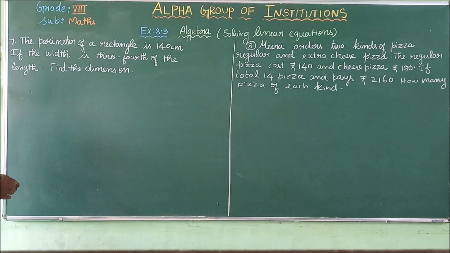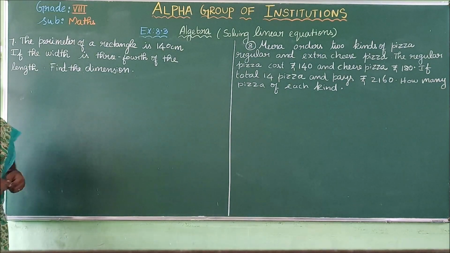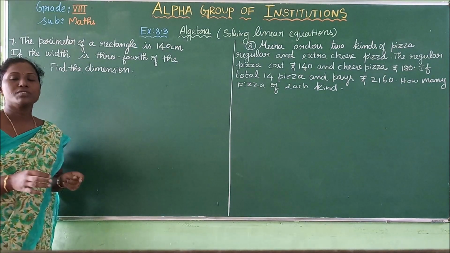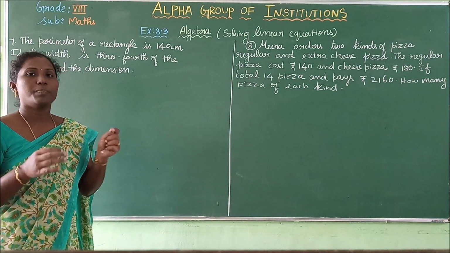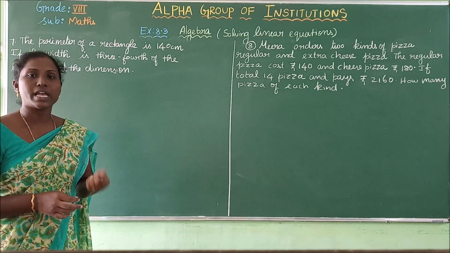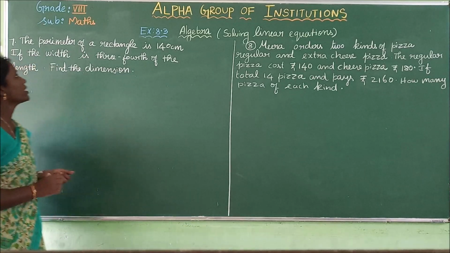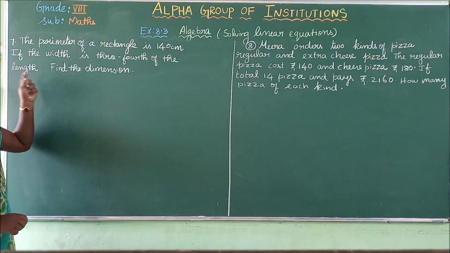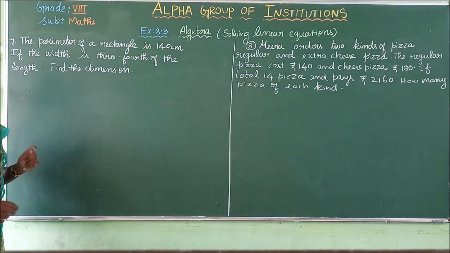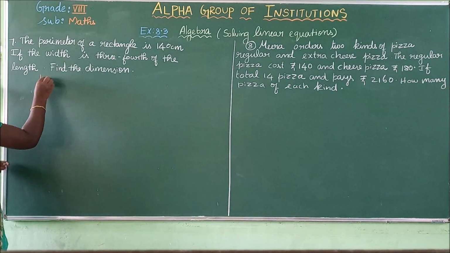See the next problem. The perimeter of a rectangle is 140 cm. If the width is 3/4 of its length, find the dimensions. For the rectangular field, they gave the perimeter, and we have to find the dimensions. That means we have to identify the length and breadth. How to find this? They give the perimeter of the rectangle.